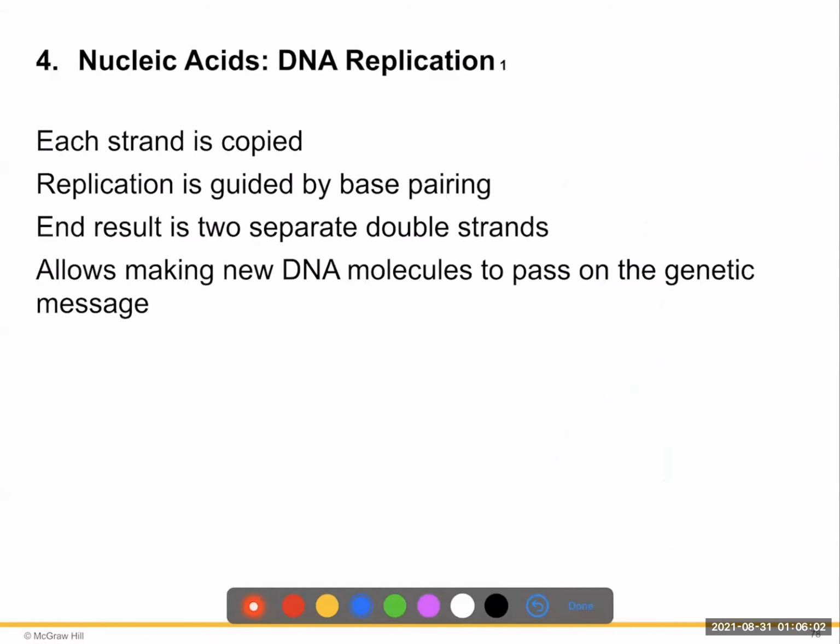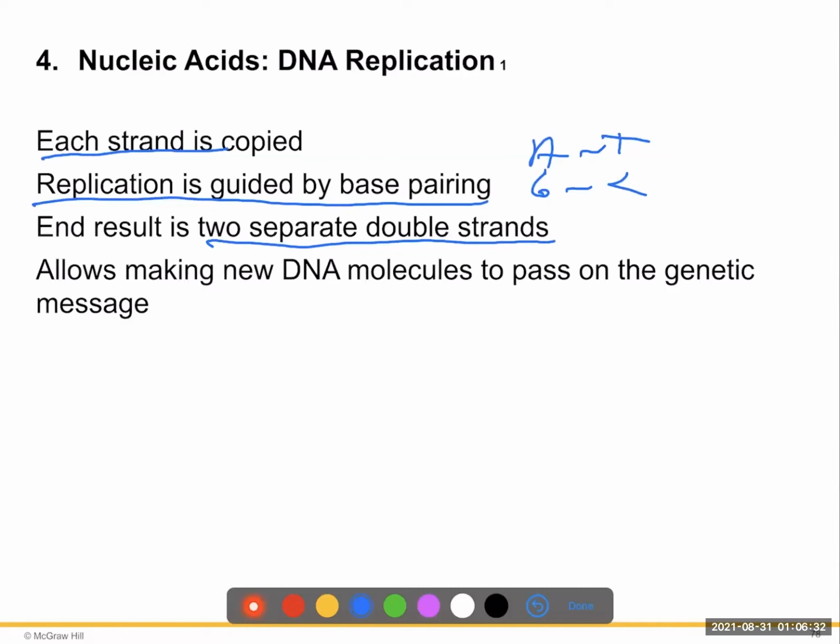Okay. So in replication, when cells multiply, you have to make sure the DNA gets replicated. It opens up and copies each strand, forming a daughter cell with the exact same DNA as what you're copying. So each strand is copied. Replication is guided by your base pairing. Adenine pairs with thymine, guanine pairs with cytosine, and vice versa. So as you open those up and make 2 new strands around those openings, you end up with 2 new separate double strands that are identical to the original parents. This passes your genetic information on from one parent cell to the next cell, onto their sibling.